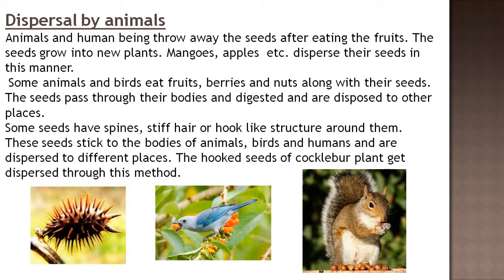Except that, there are some plants which produce seeds which have some spine-like structure, like the first picture is showing. They have some spines or stiff hair or hook-like structure around them. When any animal, bird or human passes from there, the seeds stick to their body, and with the animals or birds they are dispersed to different places. So the hook seeds of the cocklebur plant get dispersed through this method.